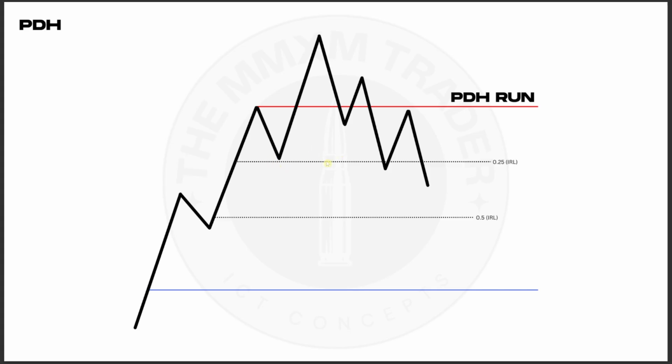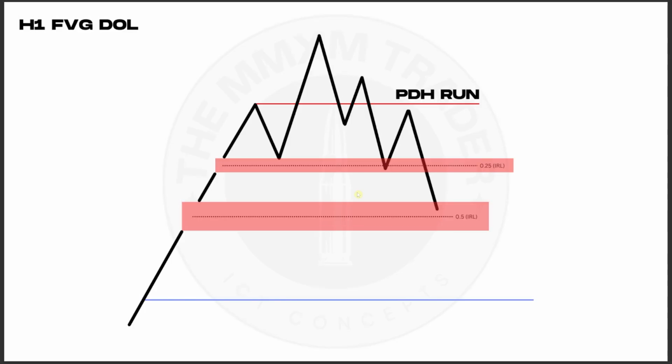Now notice how we have a 25% level and the 50% level. Now we want to have fair value gaps over here as well, right? So the opportunity lies for a trade setup around the 25% level as well, and aiming for that 50% level, which should be a 1 hour fair value gap, and that is the draw on liquidity.